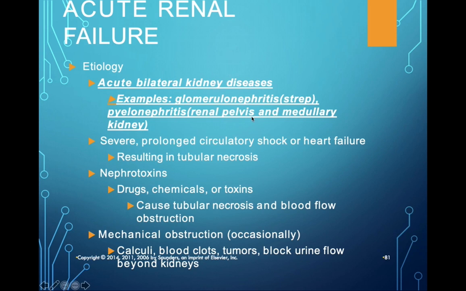The acute bilateral kidney diseases, examples of this are glomerulonephritis, which is a result of strep, or pyelonephritis, which can occur in the renal pelvis or even in the medullary portion of the kidney. Severe, prolonged circulatory shock or heart failure can cause this. It results in tubular necrosis, nephrotoxins, any drugs, chemicals, or toxins that can cause the tubules to become necrotic, and that would impede and interfere or obstruct the blood flow. And mechanical obstruction can cause it. These are the calculi or blood clots or tumors or the block of urine flow, again, beyond the kidneys.